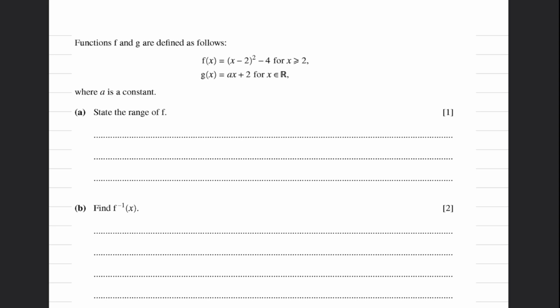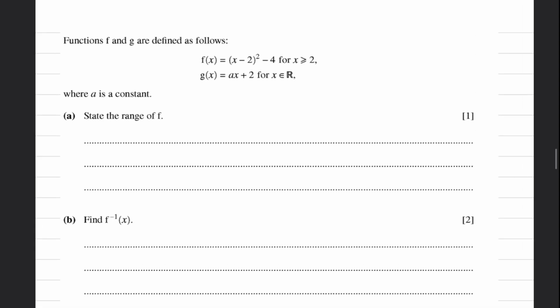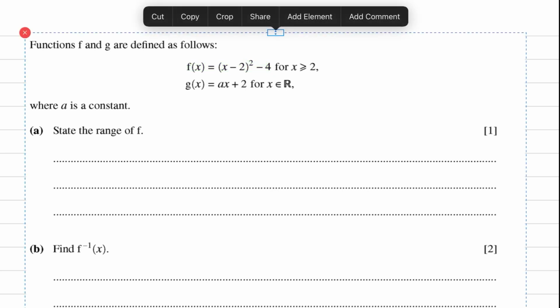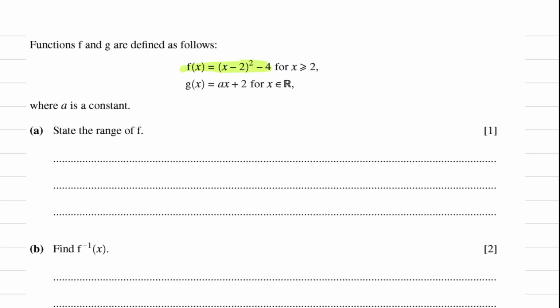Here we have f(x) equals (x minus 2) squared minus 4 for x larger than or equal to 2, and g(x) equals ax plus 2 for x, all real numbers, where a is a constant. The first question is state the range of f. If you want to find the range of a quadratic function, f(x) is a quadratic, you need to find the vertex. And luckily, we already have the completed square form. So the vertex will be, you take this number but opposite, 2, comma, we take this number, minus 4. So the vertex is at (2, -4).